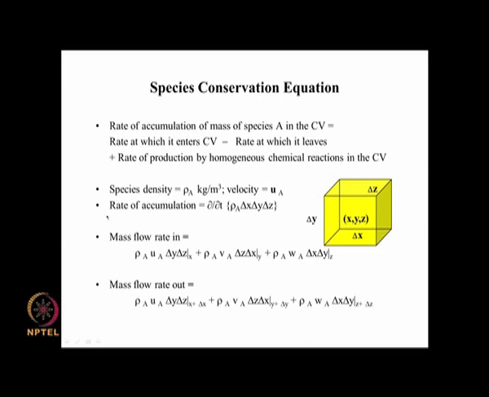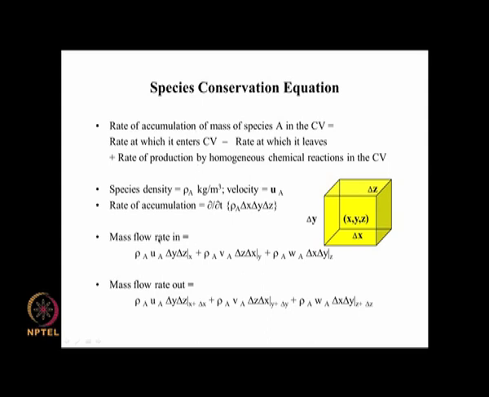So with all those by now familiar things, we can write the rate of accumulation of species within the control volume as the density times volume, which will give you the total mass of species A within the control volume, and variation with respect to time, ∂/∂t of that, will give us the rate of accumulation of mass of species within the control volume, which is the left hand side of this.